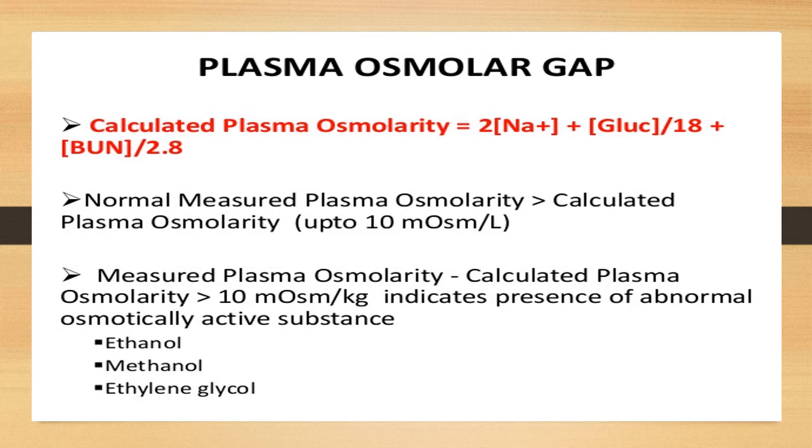Plasma osmolar gap. Calculated plasma osmolarity equals 2 times sodium plus glucose divided by 18 plus blood urea nitrogen divided by 2.8. Normally, measured plasma osmolarity is greater than calculated plasma osmolarity by up to 10 milliosmoles per liter. A difference greater than 10 milliosmoles per kg indicates the presence of an abnormal osmotically active substance, that is ethanol, methanol and ethylene glycol.